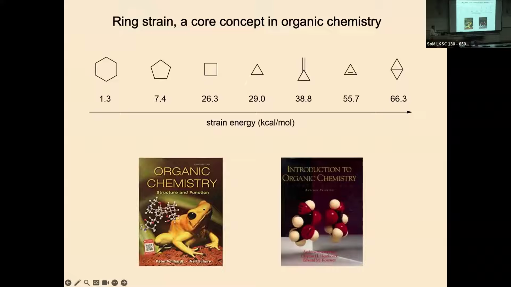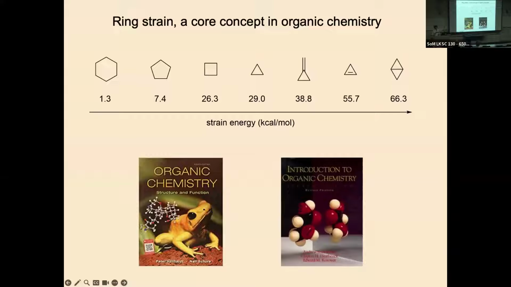And when I teach that class, like we all do, there's always a lecture that I give on the concept of ring strain. It's an important concept in organic chemistry. This is the lecture where we teach our students that there are certain preferred bond angles for carbon atoms, depending on what we call their hybridization. And if a molecule allows a carbon atom to sit in its preferred bond angle geometry, then you have a strain-free system.